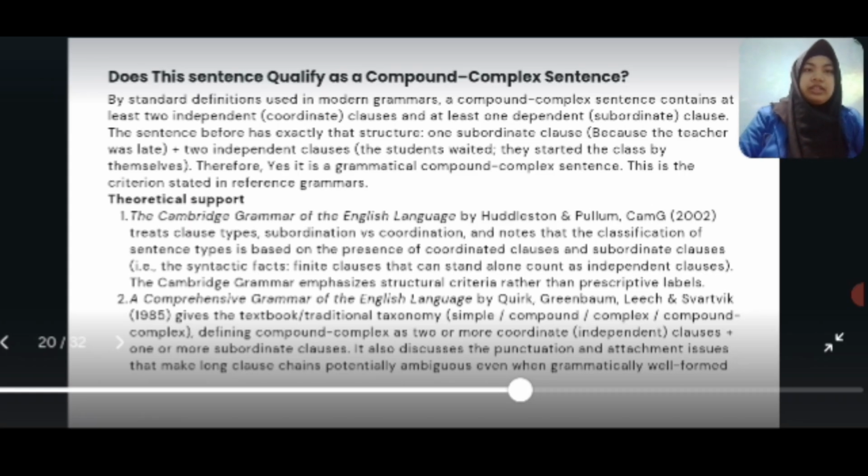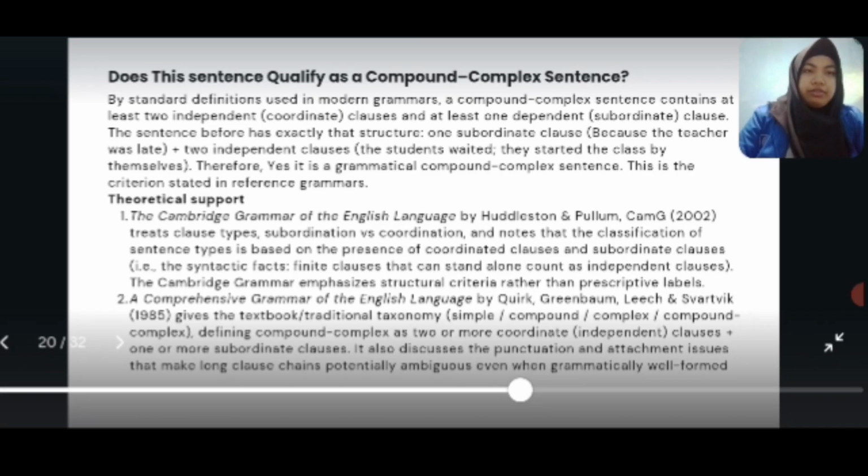So does this sentence qualify as a compound complex sentence? Well, by the standard definition used in modern grammars, a compound complex sentence contains at least 2 independent coordinate clauses and at least 1 dependent subordinate clause. So this sentence has exactly that structure: 1 subordinate clause, "because the teacher was late," plus 2 independent clauses, "the student waited," "they started class by themselves." Therefore, yes, it is a grammatical compound complex sentence. This is the criterion stated in reference grammars.